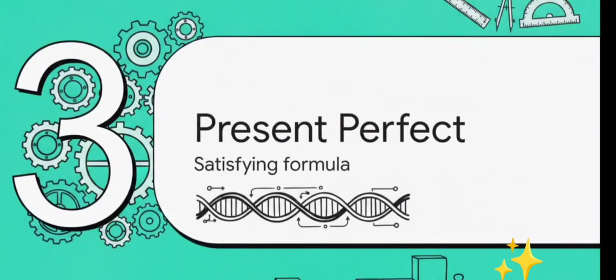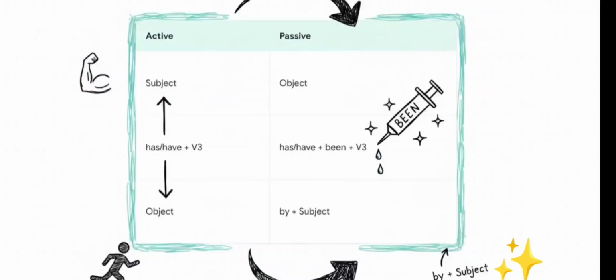All right, Section 3, Tackling Present Perfect. Now let's shift gears slightly and look at the present perfect tense, which has its own highly satisfying structural formula. Here's your present perfect master formula. Active is subject plus has or have plus V3 plus object. The absolute secret ingredient for the passive flip here is the word been. You literally just inject it right between your has or have and your V3 verb. So the passive structure becomes object plus has or have plus been plus V3 plus by subject.